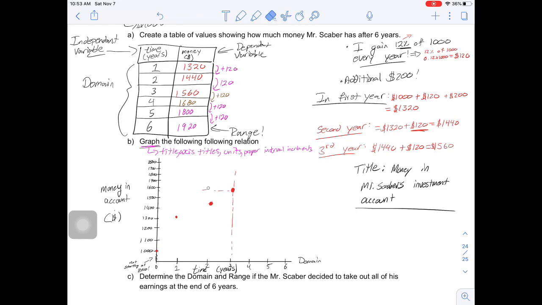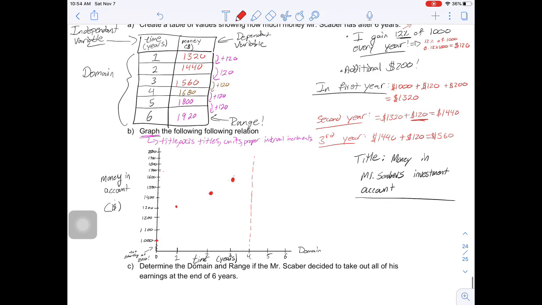Okay, and then I can erase these. Okay, now onto our next one. So 4 years, I made 1,680. So at 4 years, I've made 1,680. So that's going to be pretty close to 1,700. Okay, and then again, erase your lines.